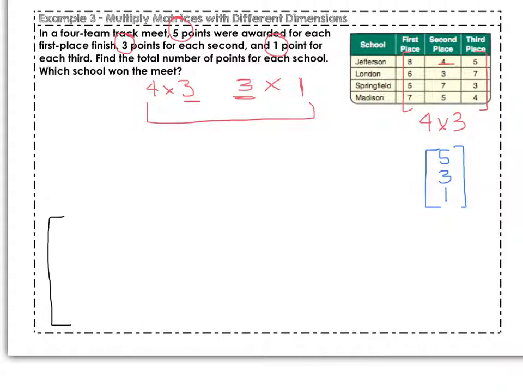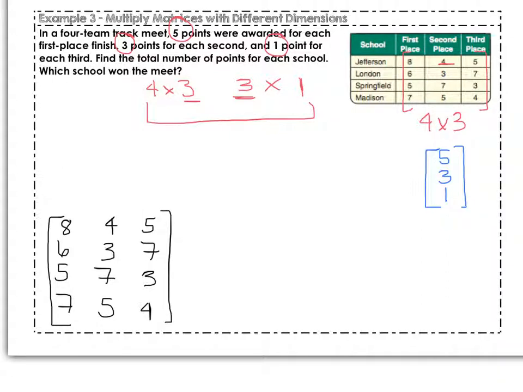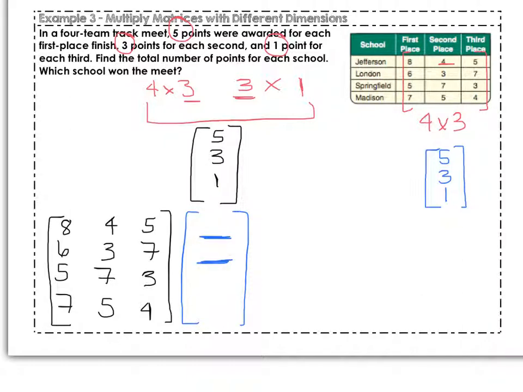So I'm going to set it up just like I did previously. Don't worry that they have different dimensions. You won't always be given 2 by 2s by 2 by 2s. I'm just going to set it up the same way here. So rewriting all of this data. So there's my 4 by my 3. And now I'm going to multiply it by my 3 by a 1. And the product is going to be a 4 by a 1, where each of the school's total points gets its own row. So it'll be pretty clear to me as to who won the meet, okay?